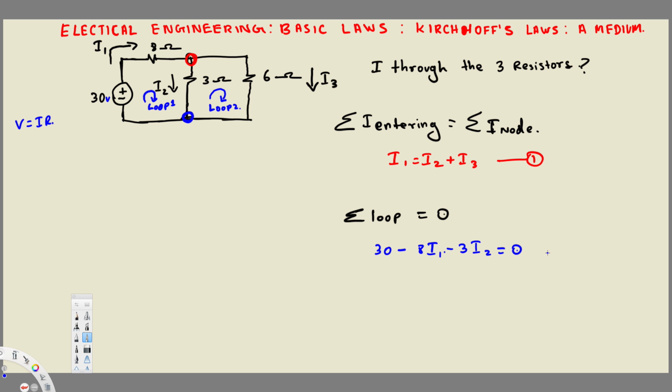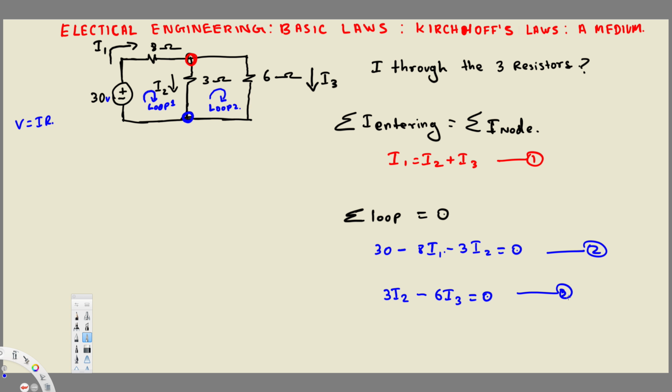Let's say this is the second equation. Let's apply this to loop 2. I'm starting from here, going in this direction. Current is in the down direction and I'm going this way, so it's against the current, so it's going to be positive. So we are going to have 3 I2, that's positive. Then if I go through this, it's along the current direction, negative: minus 6 I3 is equal to 0. This is our third equation.